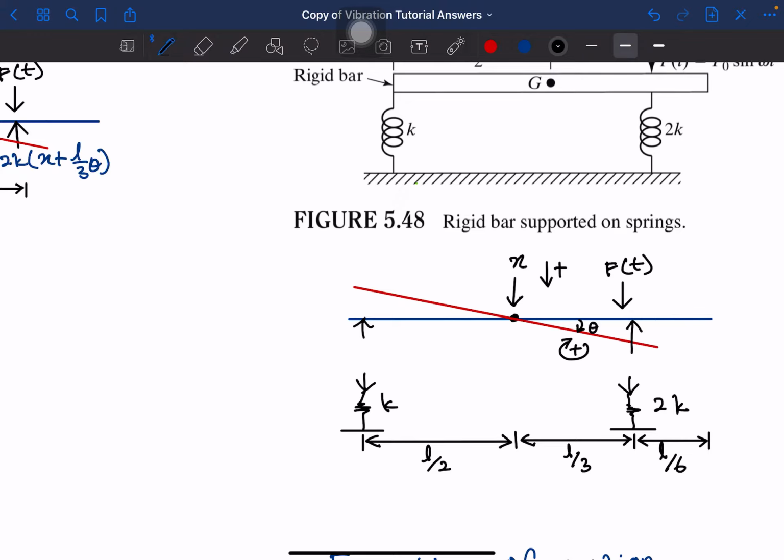Alright, next. Why do we do this? Because we want to find the relative displacement for the springs. Okay, we know the force for the springs is Kx, but the x is actually not x now. We want to find the relative displacement based on this question.